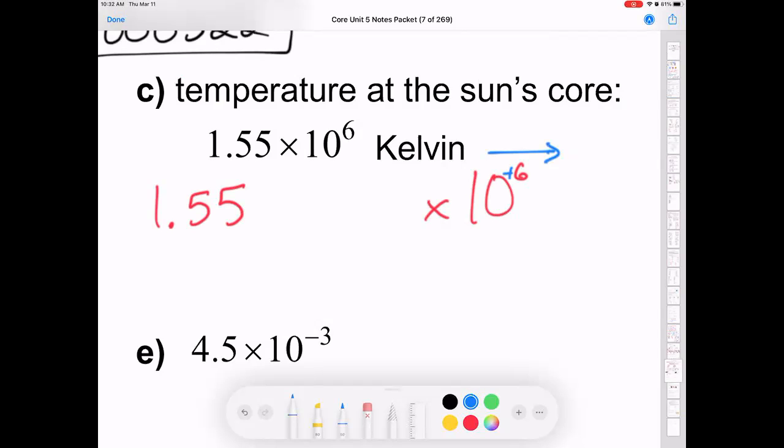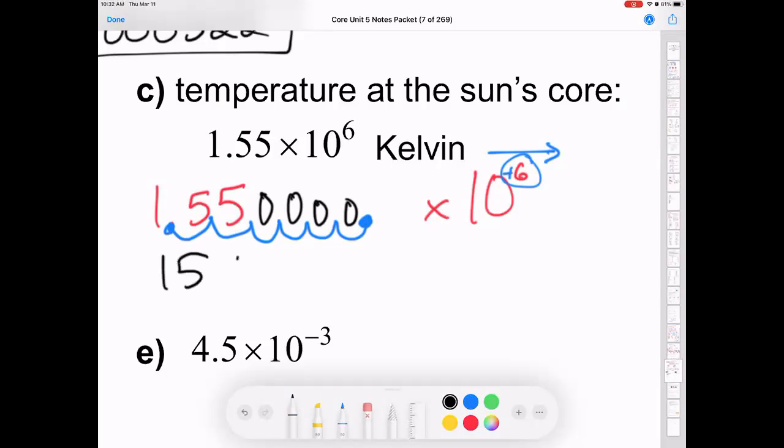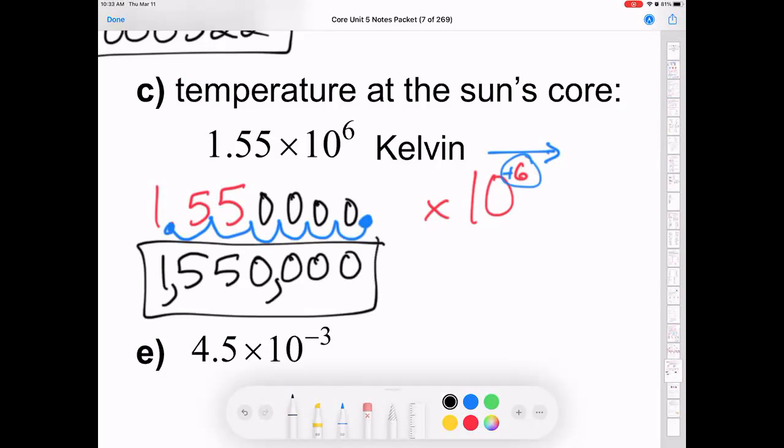Okay. So I'm going to take my decimal place. Move it 1, 2, 3, 4, 5, 6 places, because that's my number up here. And then we just dump in our zeros. Boom, boom, boom, boom. So it looks like our value comes out to be 1, 5, 5, 0, 0, 0, 0. And then we throw in those commas where they belong. So one right there and one right there. And that would be our solution.